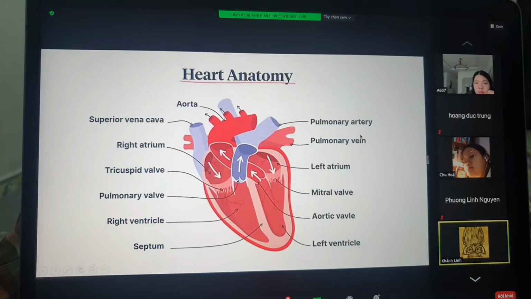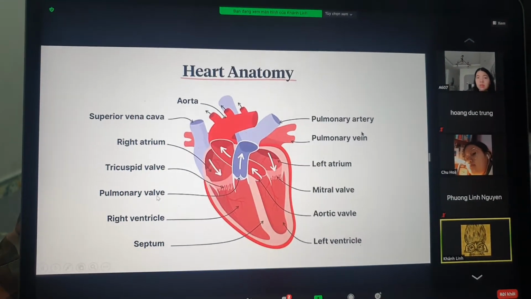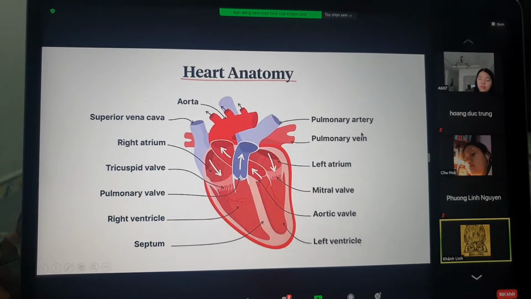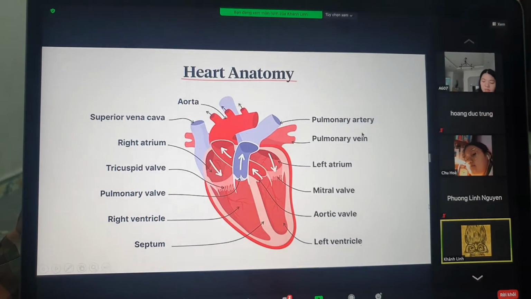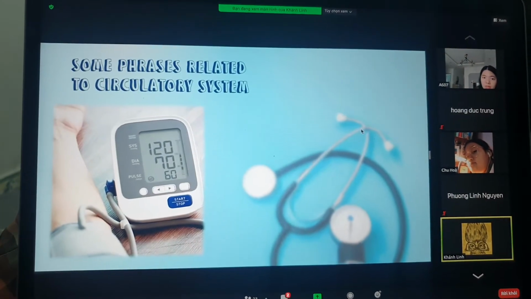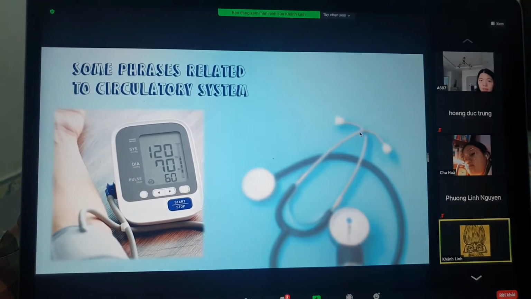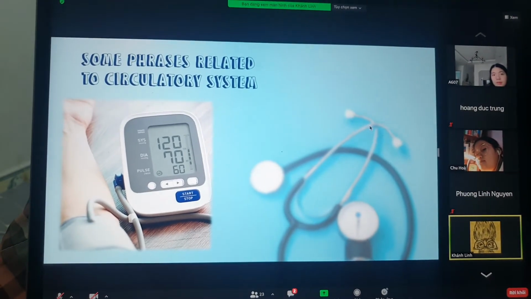And here is the heart anatomy. Any vocabulary I mentioned before is in these pictures, and you can take a photo. And next, I will introduce you to some phrases related to the circulatory system.